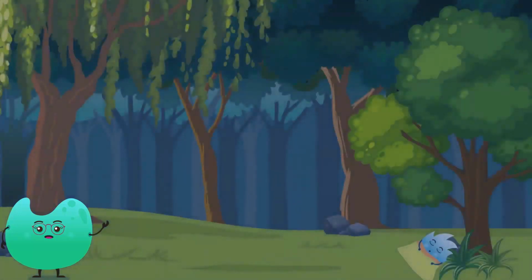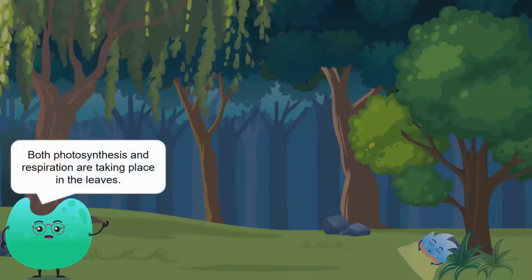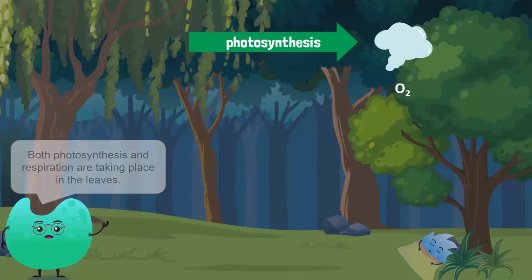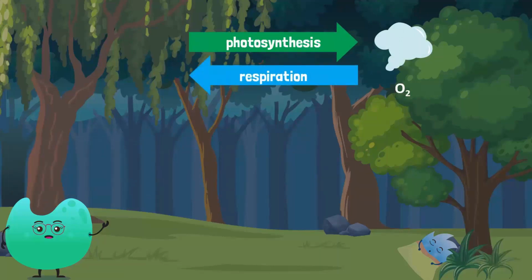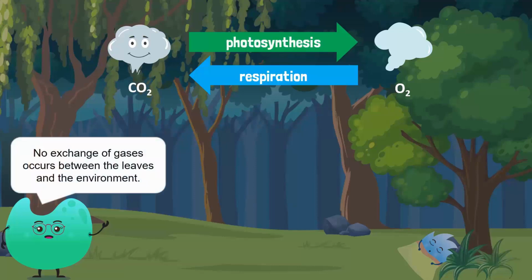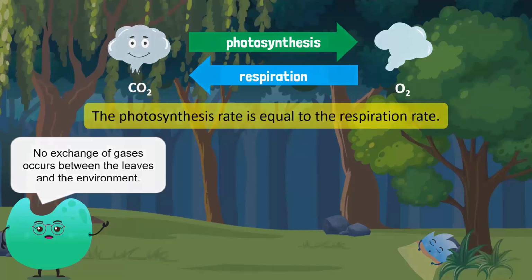Now let's fast forward to a few hours later when there's dim sunlight to brighten the early morning sky. At this time, both photosynthesis and respiration are taking place in the leaves of the tree. The oxygen produced by photosynthesis is being used for respiration, and in turn, the carbon dioxide produced by respiration is being used for photosynthesis. As a result, no exchange of gases occurs between the leaves and the environment. The photosynthesis rate is equal to the respiration rate.